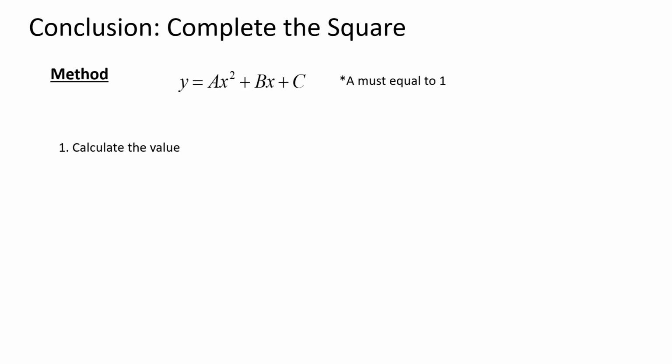Now let's summarize completing the square. We say we're given the standard form, which is ax squared plus bx plus c. Just keep in mind a must equal 1. If not, don't forget to factor out that value to make it 1. The first step is to calculate the value b over 2 squared. The second step is to add and subtract that value after the x term.